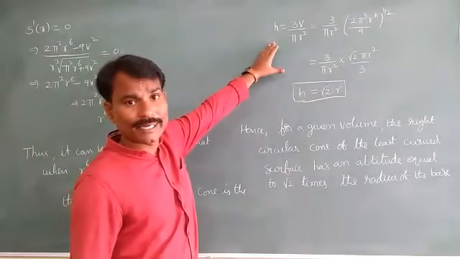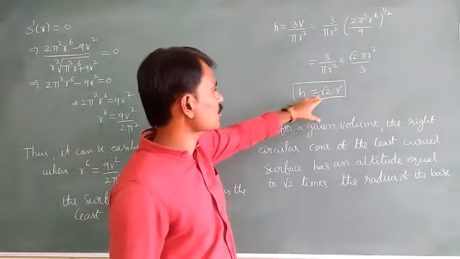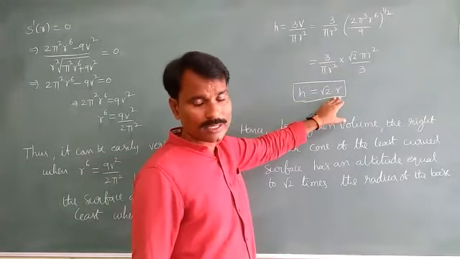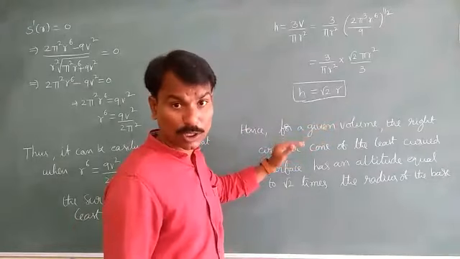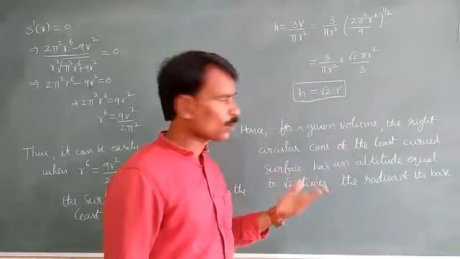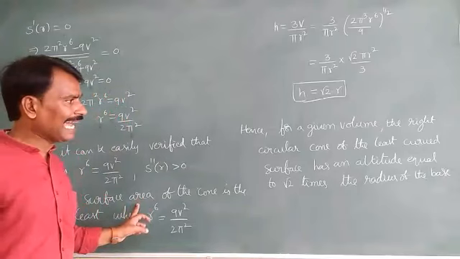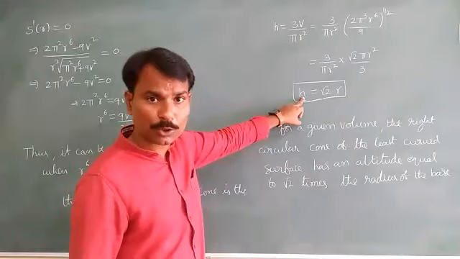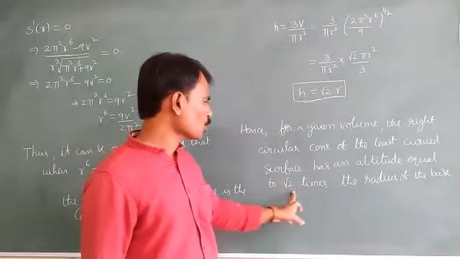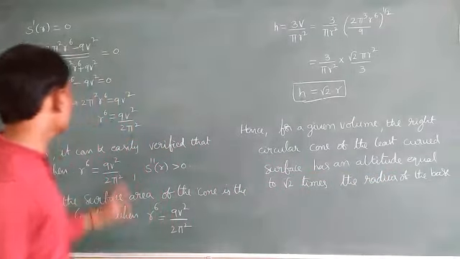H we are calculating here. Calculating h, h is equal to root 2 r. Finally we are going to conclude: for a given volume of the cone, the right circular cone of the least curved surface area has an altitude h equal to root 2 times the radius of the base. Root 2 times the radius of the base.